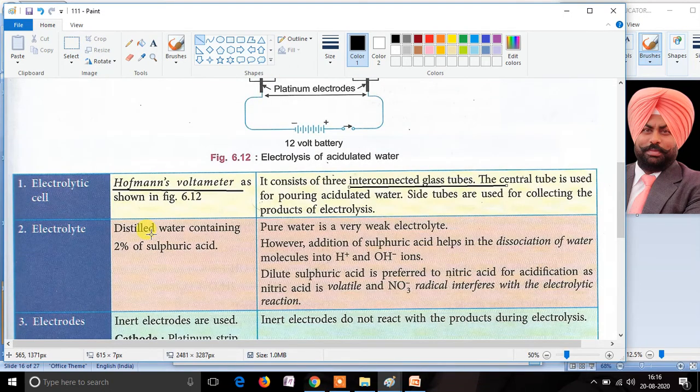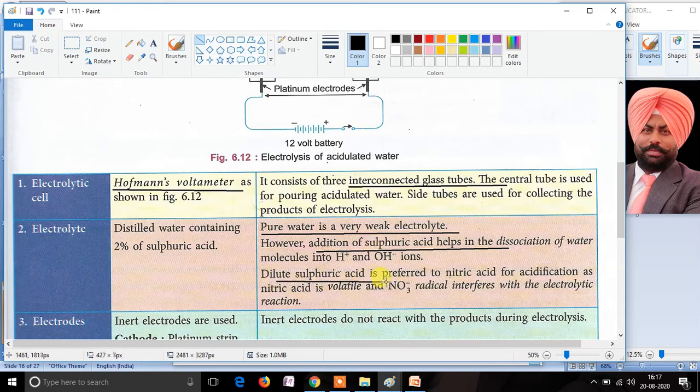The electrolyte which we are using in the electrolysis is acidulated water, or we can also call it dilute sulfuric acid, as both names mean the same: more water and less acid. So pure water is used and dilute sulfuric acid is added to it. As pure water is a non-conductor of electricity, to increase the conductivity, dilute sulfuric acid is added to it so that electricity can be conducted.